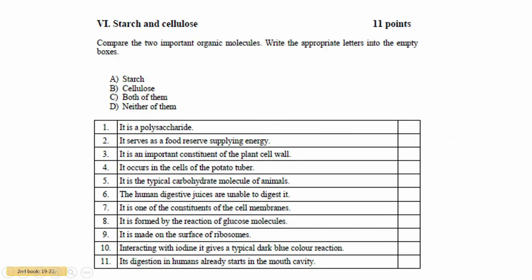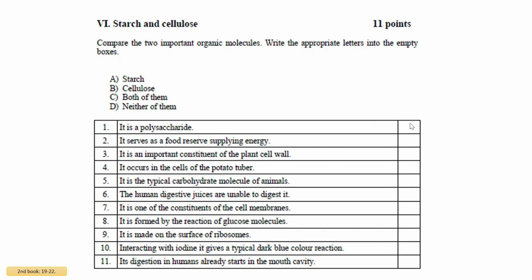Okay. Let's continue with exercise 6, starch and cellulose. As far as I remember, in the 2019 standard level paper, there was also an exercise which was entitled starch and cellulose. But anyhow, compare the two important organic molecules, write the appropriate letters into the empty boxes. Okay, so starch and cellulose, both of them are polysaccharides. Starch is made up of alpha-glucose monomers, cellulose is made up of beta-glucose monomers. This is a storage substance in plants. Cellulose is the major component of the cell walls, and obviously we learned many things about them. Let's look at the statements and figure out which one belongs where.